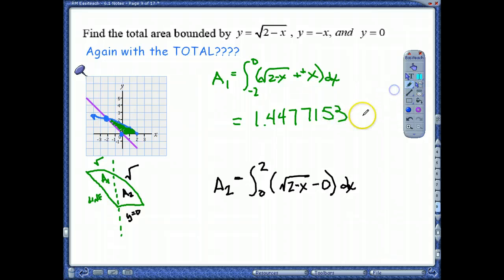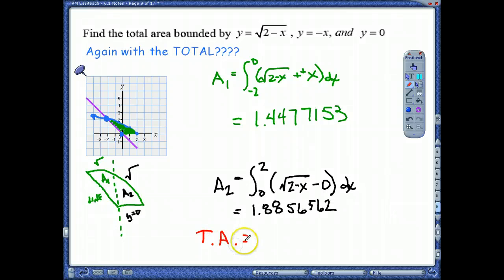You may only round 1 time per problem. So this area was 1.8856562. So the total area, you're going to add those two together, and then you may round to 3 decimal places. So 3.333.